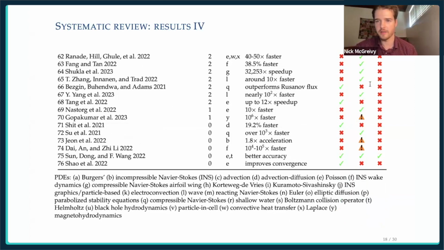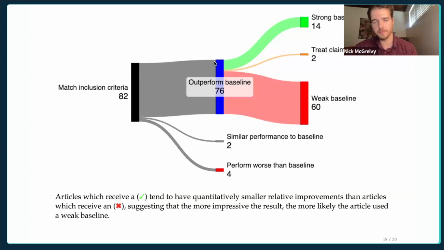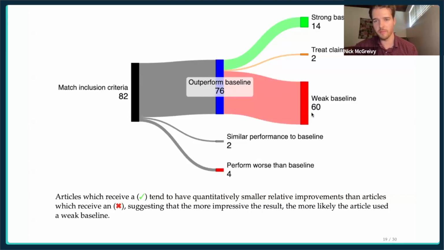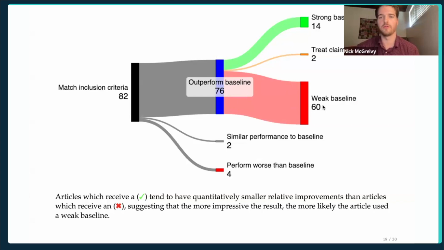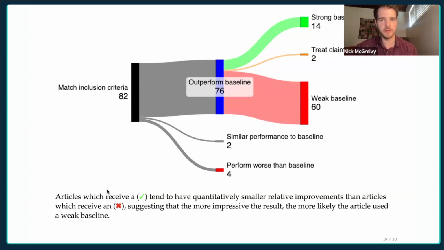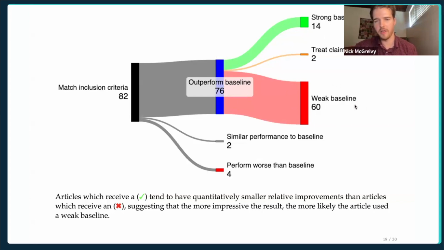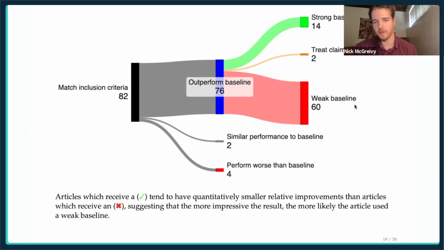And here is the last. Of these 76 papers, some of them do compare to a strong baseline, 14 of them, but most of them, 60 out of the 76, do not follow at least one of the two rules, and so are comparing to a weak baseline. Now, another thing we find is that the articles that compare to a strong baseline have quantitatively smaller improvements than articles which compare to a weak baseline, which suggests that the more impressive the result, the more likely the article is using a weak baseline.